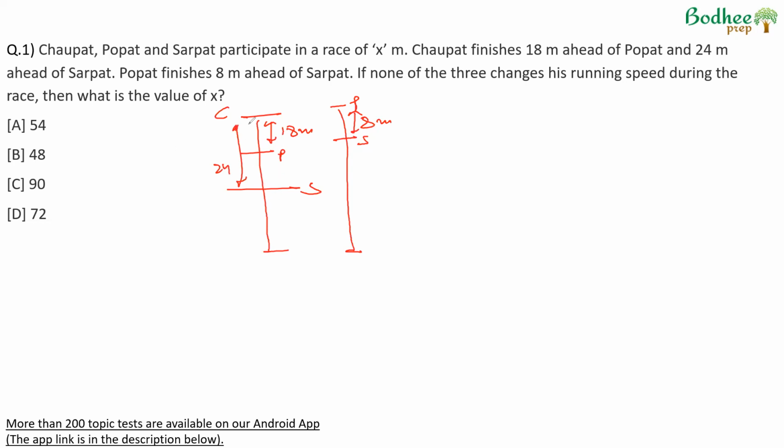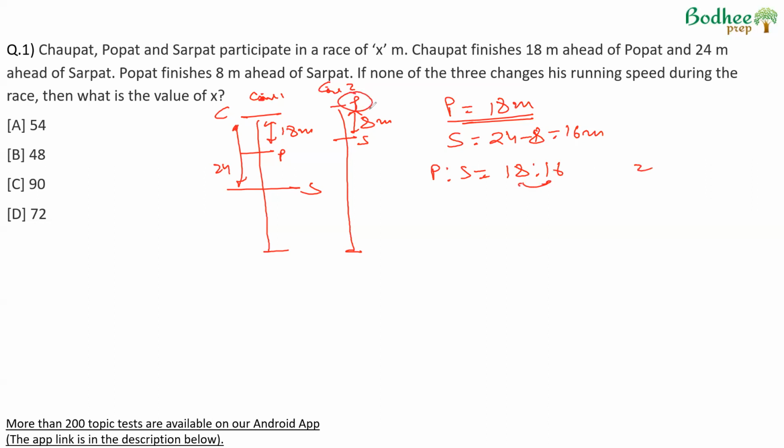Now we have to understand here that when Choppat reaches the end point, Popat is 18 meters behind. So to finish the race from here to here, Popat runs a distance of 18 meters. Also from case 1 to case 2, Sarpat was 24 meters behind the finish line. Here he is only 8 meters behind the finish line. So in the same time, while Popat ran 18, Sarpat has run a distance of 24 minus 8, which is 16 meters. Which means if you look at Popat and Sarpat, when one runs 18, the other runs 16. The difference between them is 2.